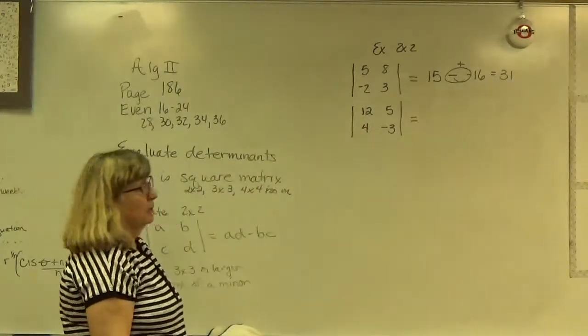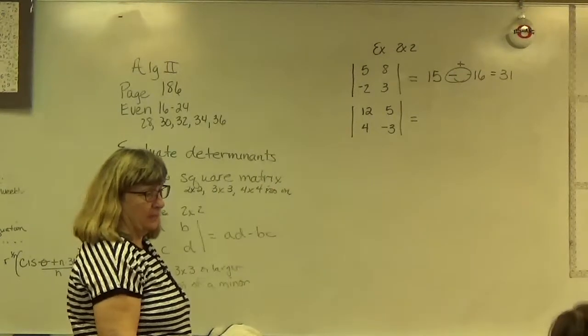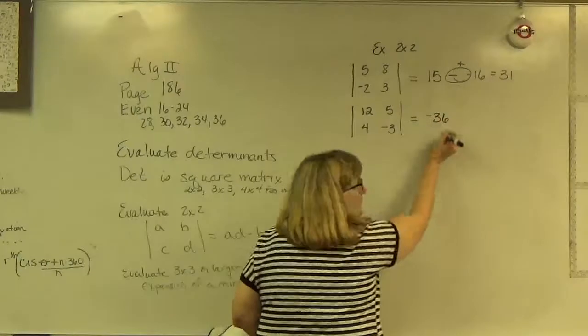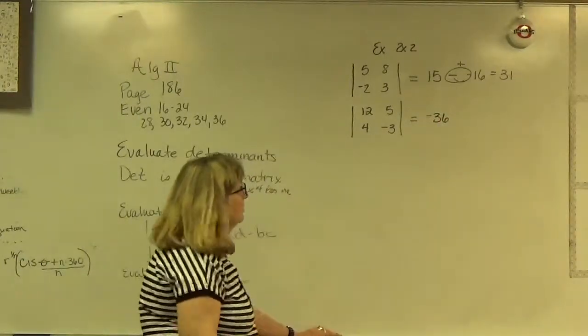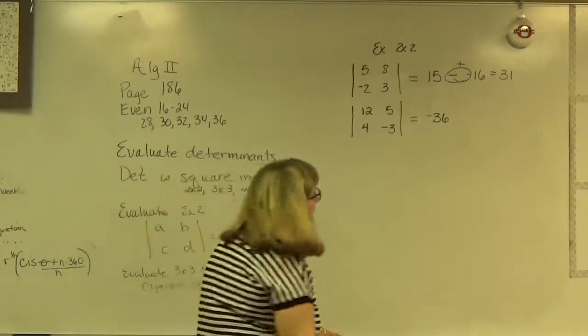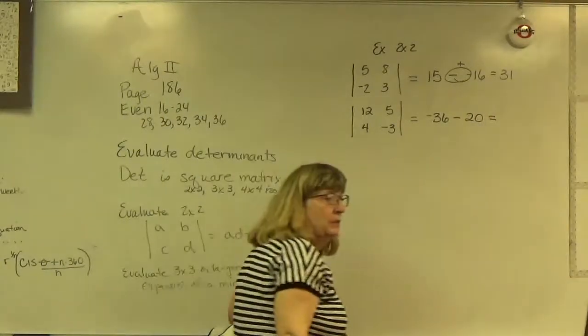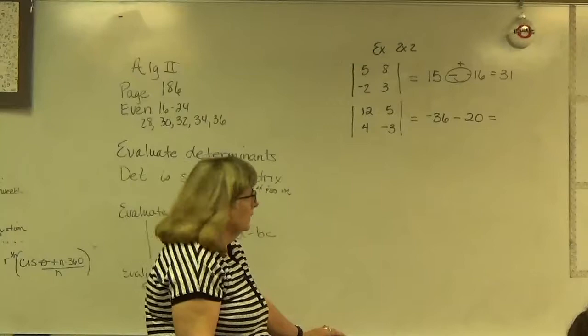Okay, Dylan, what about that pair? What would the diagonal down be? -36. And the diagonal up, Spencer? 20. And we always subtract between the two, so what will we end up with? -56.